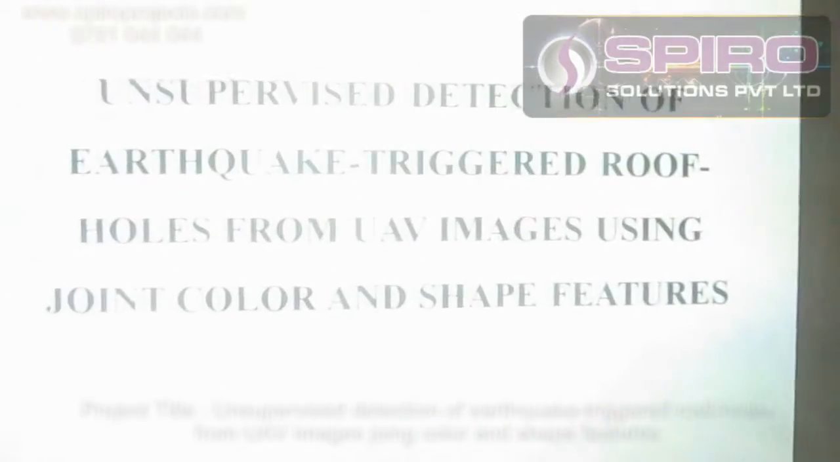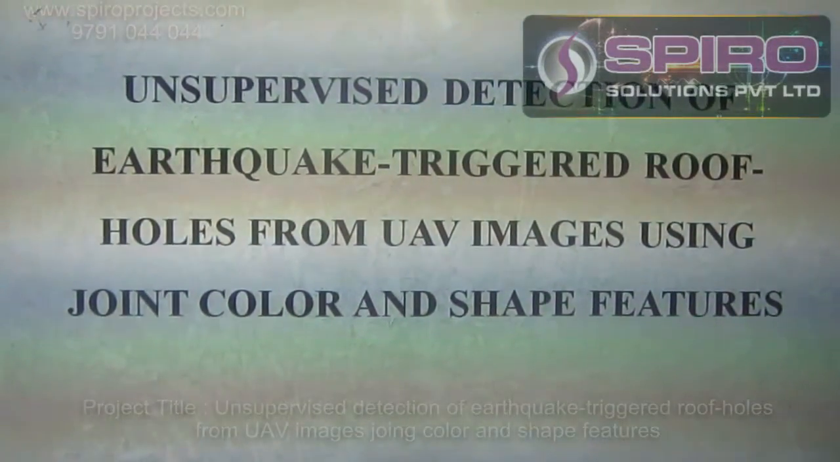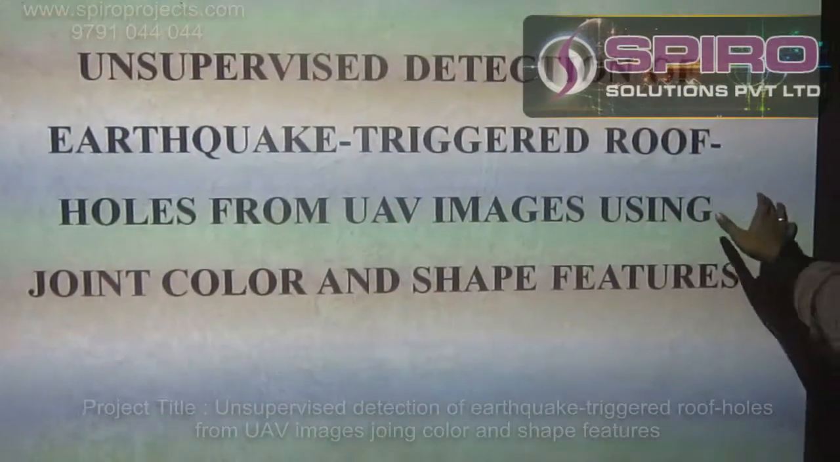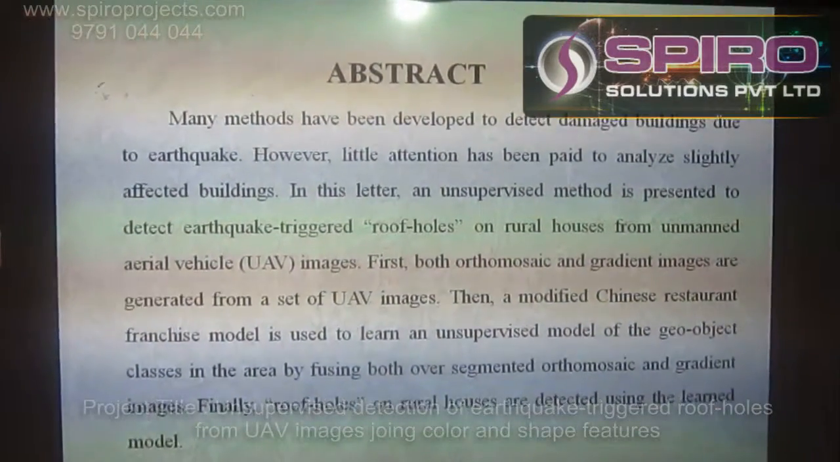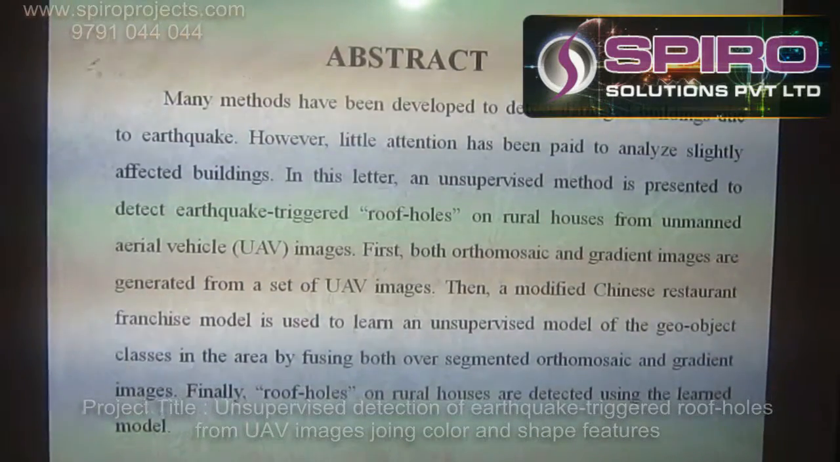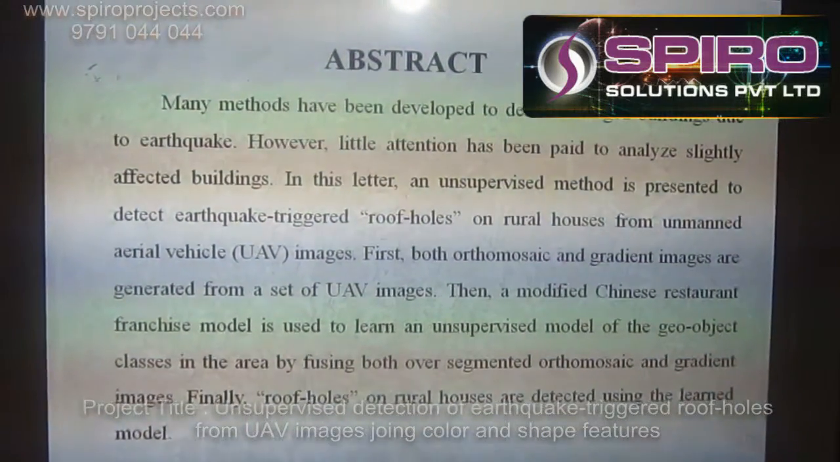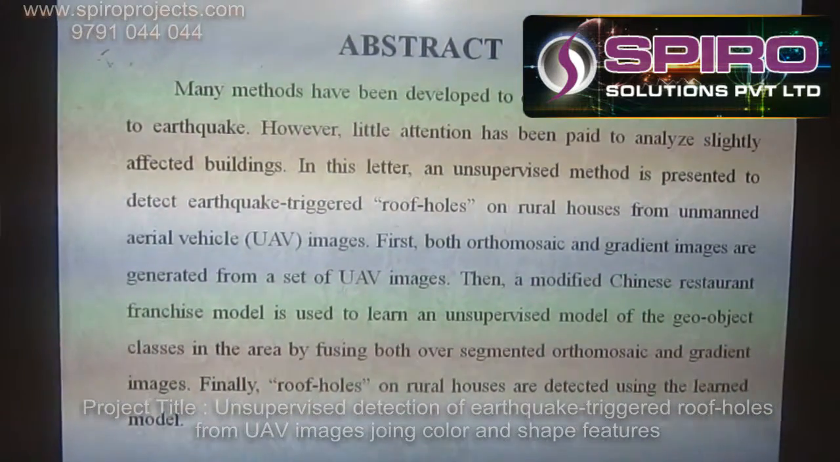Now I'm going to explain the project Unsupervised Detection of Earthquake Triggered Roof Holes from UAV Images using Joint Color and Shape Features. In this project, the roof holes of a rural house are detected using unmanned aerial vehicle images.